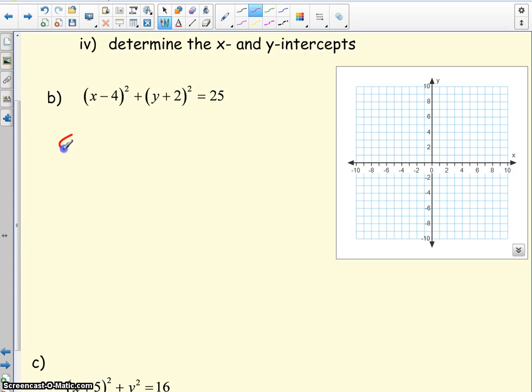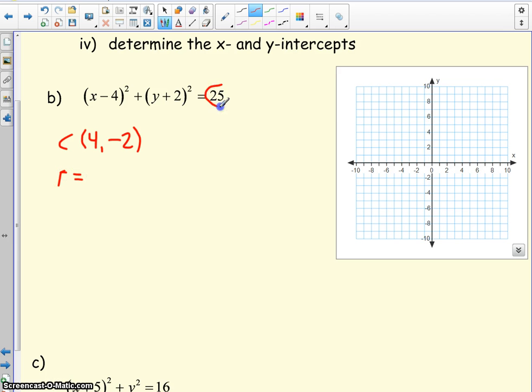So our center here, remember it's x minus h squared plus y minus k squared. So if it's x minus 4, that means the x value of my center is at 4. The y value is actually going to be at negative 2. So I would have y minus negative 2 all squared to get a y plus 2 inside that bracket.